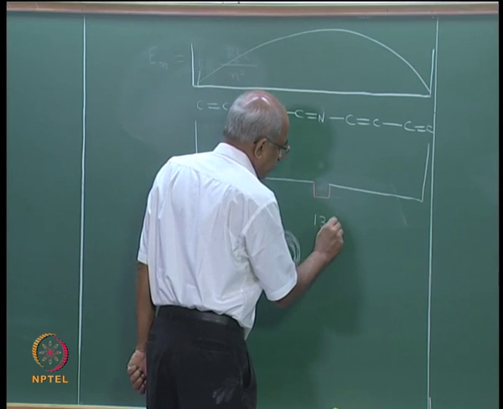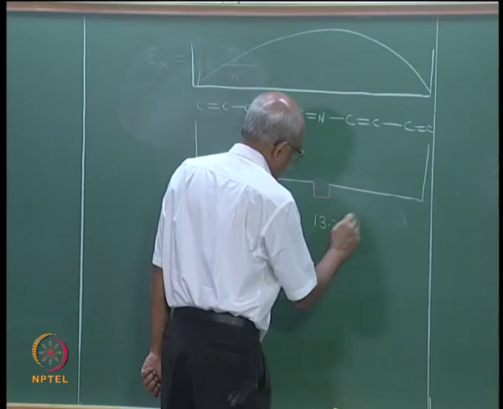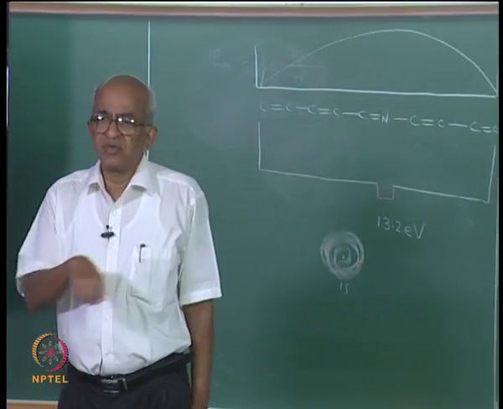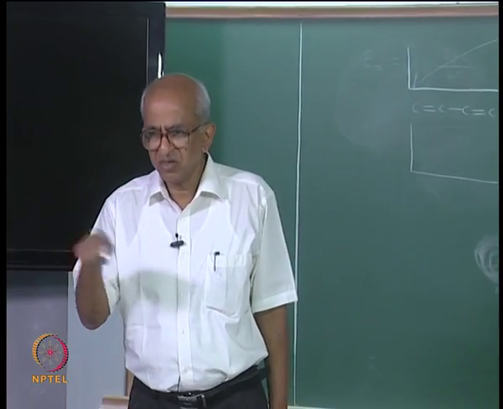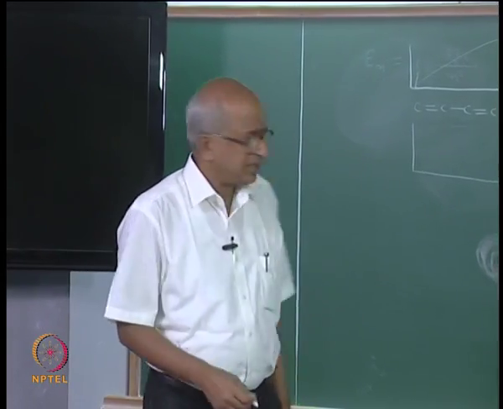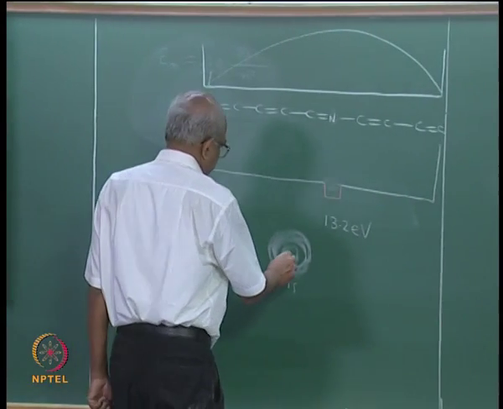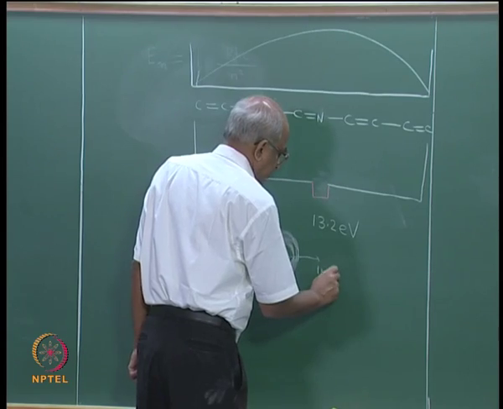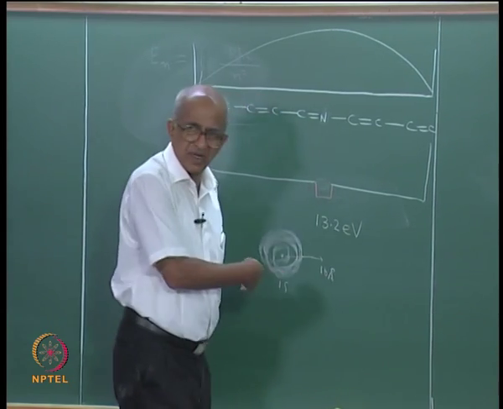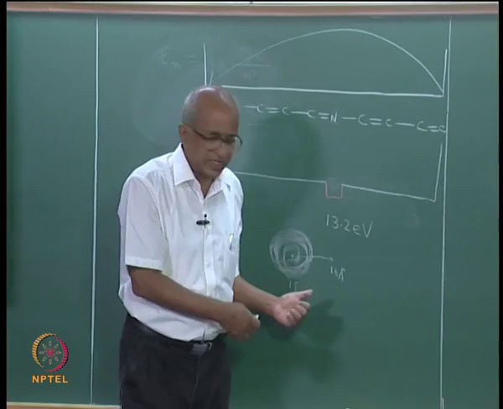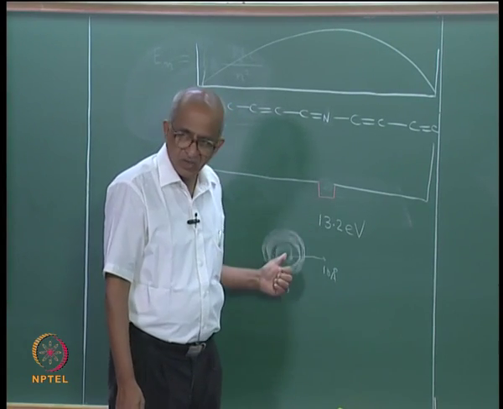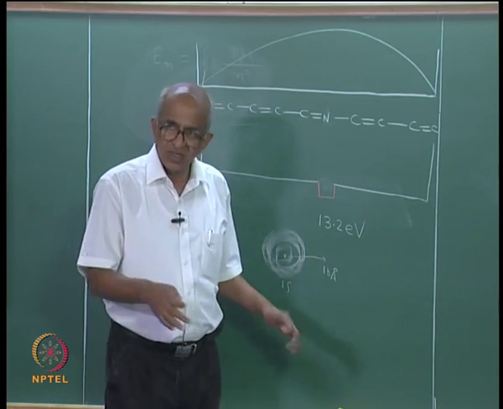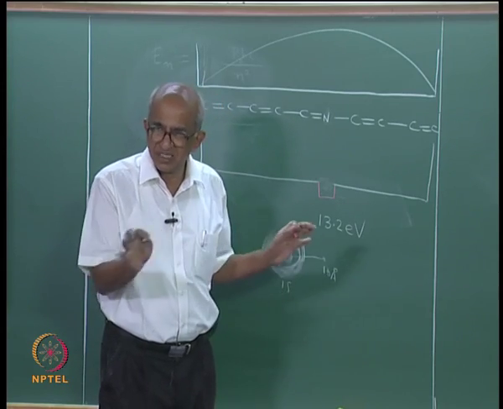You have to give an energy of 13.2 electron volts if you want to remove the electron from the ground state of the hydrogen atom. 13.2 electron volts are required. That means if you wanted to remove the electron, roughly speaking, from here to maybe 10 angstroms away, you have to supply roughly, I mean this is only rough, because strictly speaking this is the energy required to take it to infinity, but once it is 10 angstroms away, the influence of the proton is negligible.